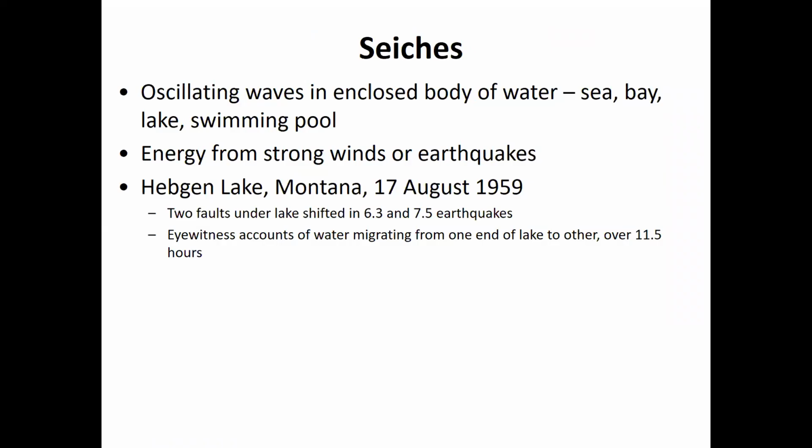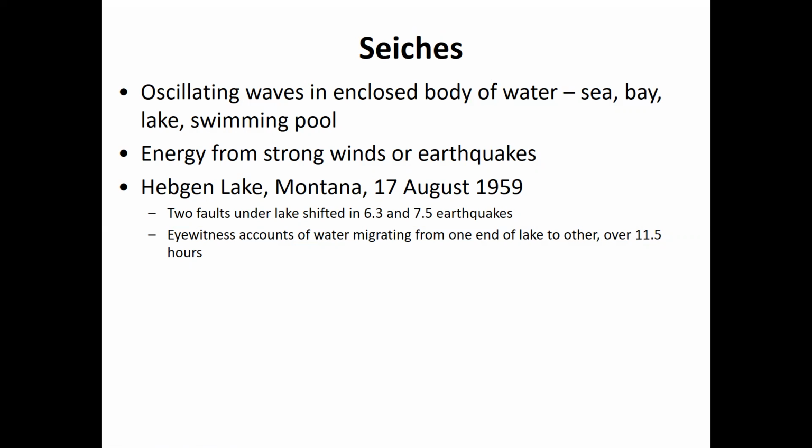Now, seiches are another type of wave. They're not wind waves. It's an oscillating wave that's enclosed in a closed body of water, like a sea, bay, lake, or even sometimes a swimming pool. So the energy from strong wind or earthquakes can cause the water to basically slosh back and forth. That's what a seiche is, the water sloshing back and forth.